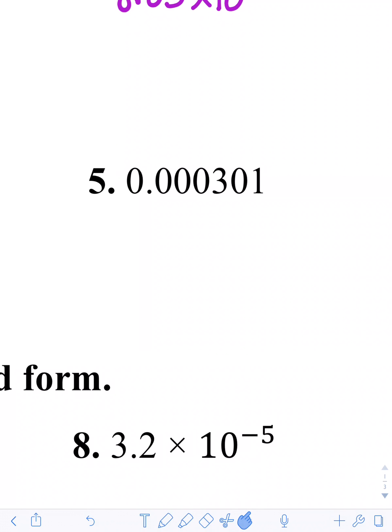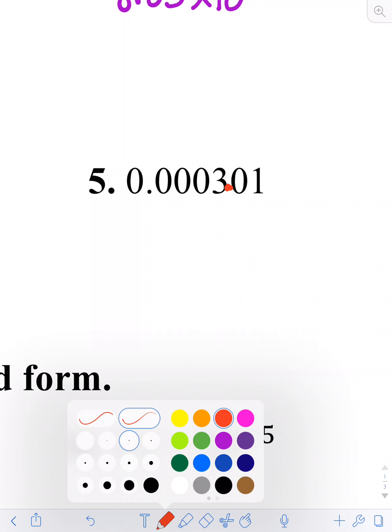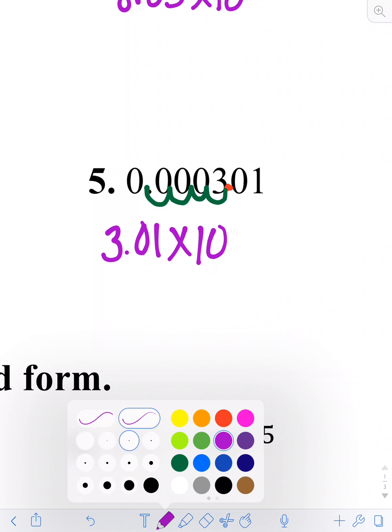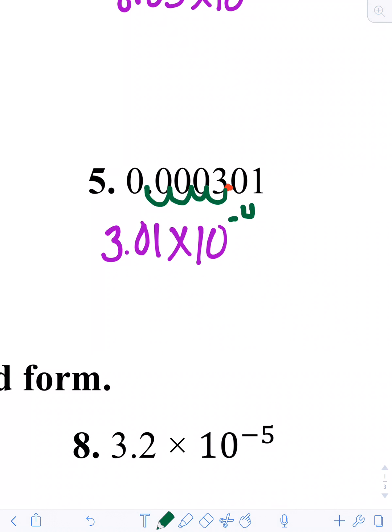Okay, number 5. My decimal goes right here between the 3 and the 0. I can move my decimal over 1, 2, 3, 4 times. So my answer here is 3.01 times 10 to the, and again it's negative, and we bunny hopped 1, 2, 3, 4 times.